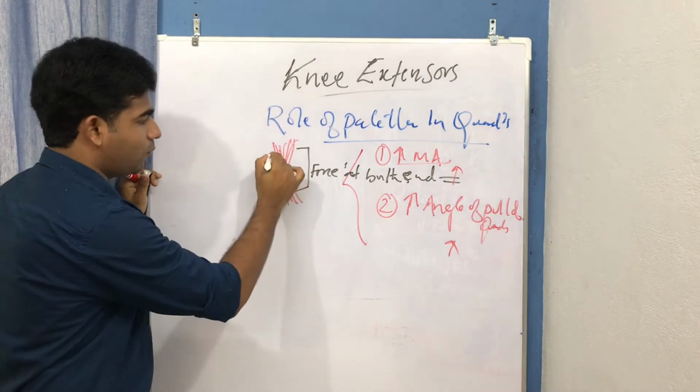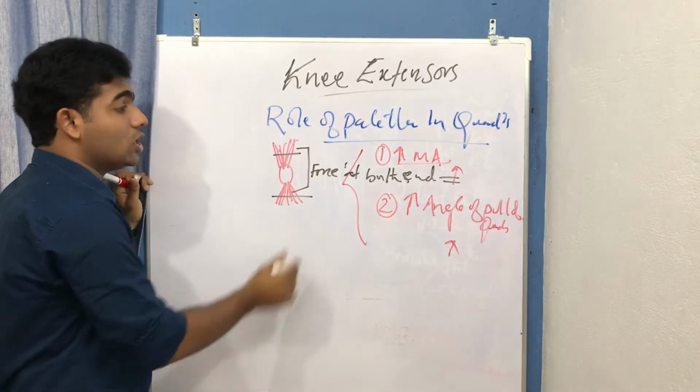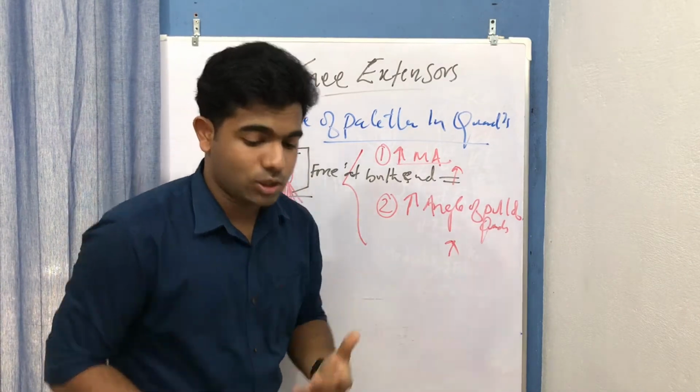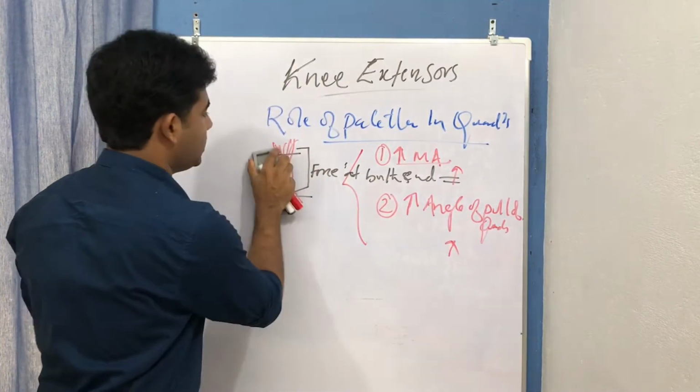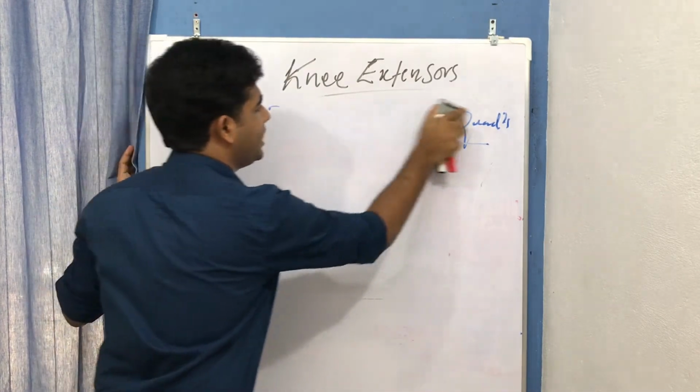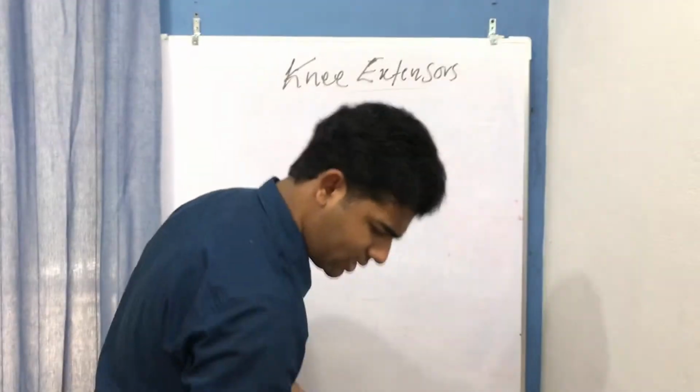But here the force is different here and different here. So we cannot tell patella as a true anatomical pulley, or patella does not behave as a true anatomical pulley. Now let us discover how this is going to increase the momentum.